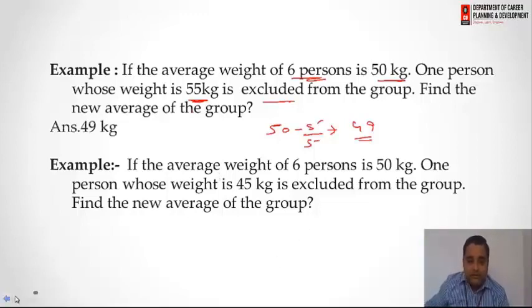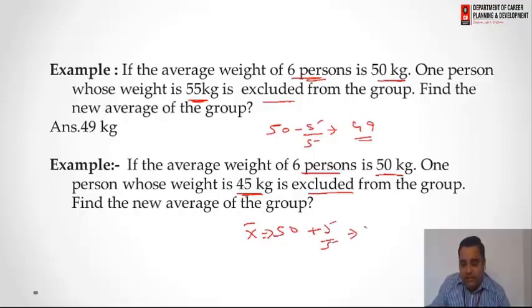For the next question, the average weight of 6 persons is 50 kilograms. One person whose weight is 45 kilograms is excluded from the group. What's the new average of the group? Now if the person is leaving, his contribution to the average weight is 50 kilograms, but he leaves with only 45, hence he leaves 5 kilograms in the group, which is equally distributed among all the rest of the members of the group. Hence the new average is 50 plus 5 by 5, the answer is 51 kilograms. So this is the answer for this question.